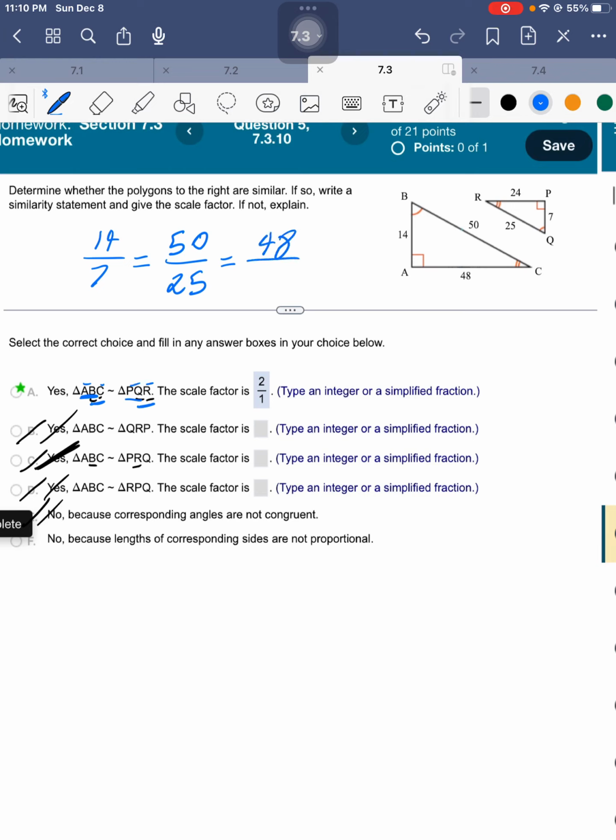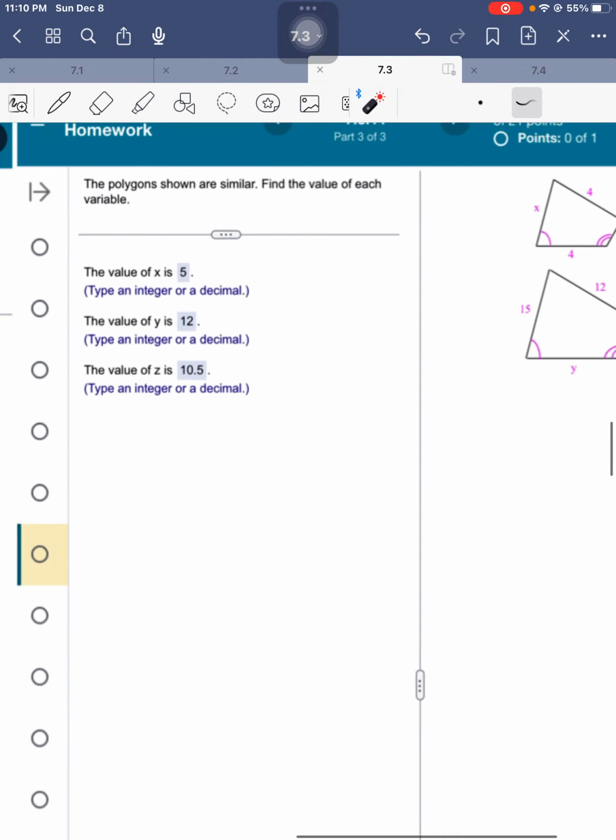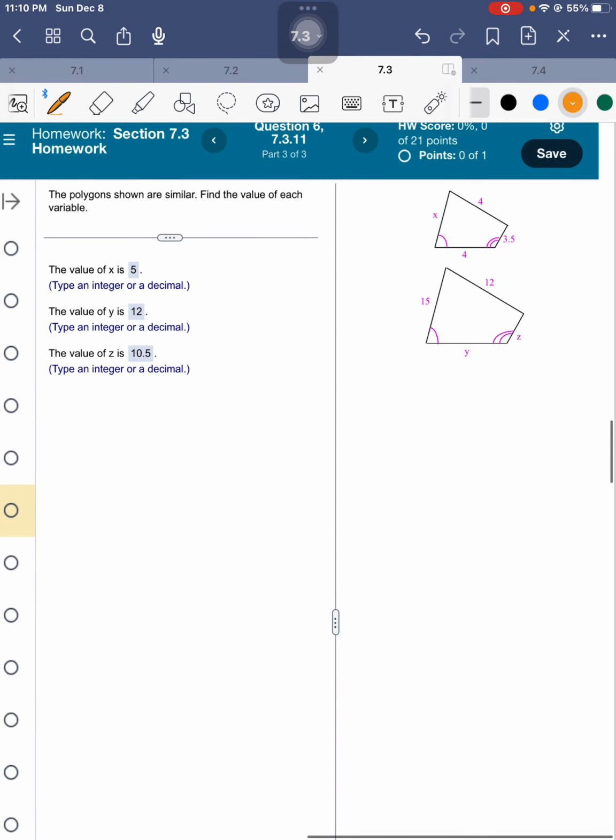CA is 48, and RP is 24. So now let's simplify this to see if this is a true proportion. 14 over 7, that's just 2 over 1. Greatest common factor is 7. 50 over 25, greatest common factor is 25, so 2 over 1. 48 over 24, 2 over 1. So not only are these triangles similar, but the scale factor is also 2 over 1. So A is your correct answer. Okay?